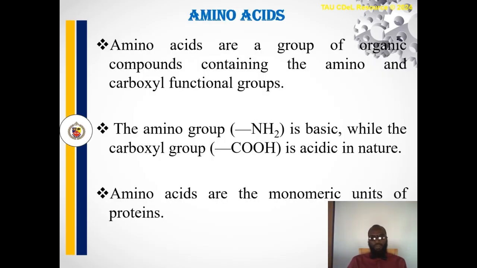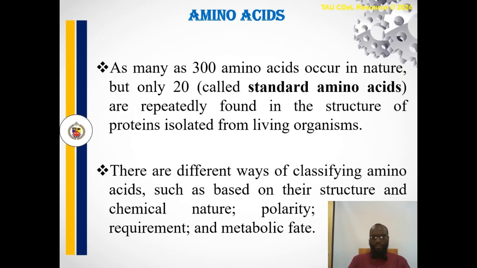Amino acids are a group of organic compounds containing the amino and carboxyl functional groups. So what makes them amino acids is these two functional groups, the amino functional group and the carboxyl functional group. Without the amino functional group, you can't call it an amino acid. And the amino acids are building blocks. They are monomeric units of proteins. So proteins are formed from amino acids. You can't have proteins without amino acids.